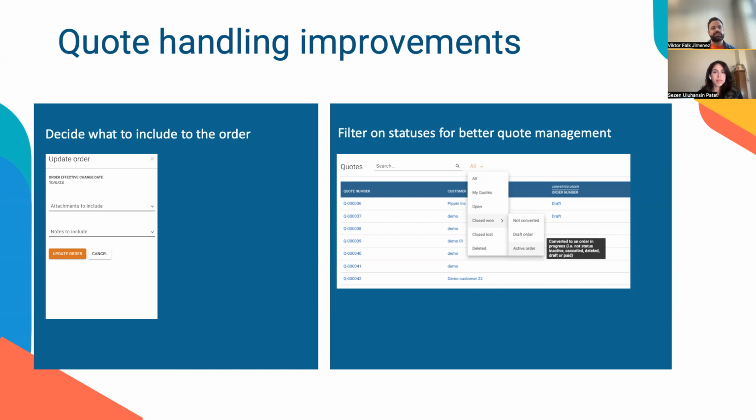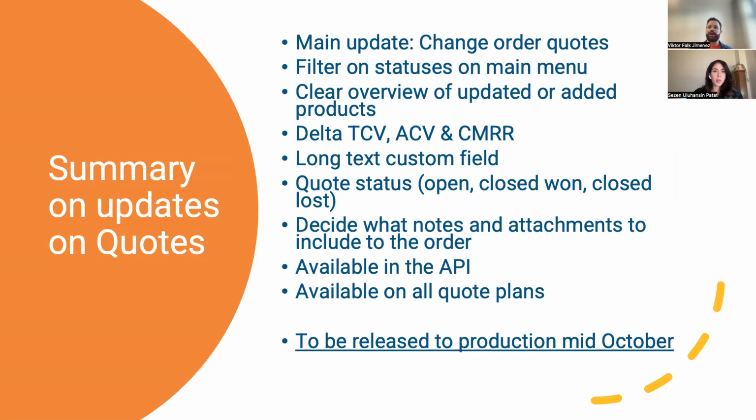And to summarize this, our main update is to change order quotes. We added the filter on the statuses on the main menu. We have given you a clear overview of the updated or added products. We have added Delta, TCV, ACV, and CMRR. We added a long text custom field. We added quote statuses. We have added the possibility to select what notes and attachments to include to the order.